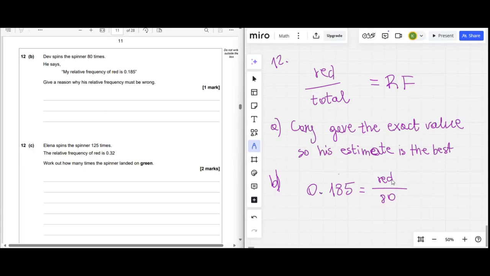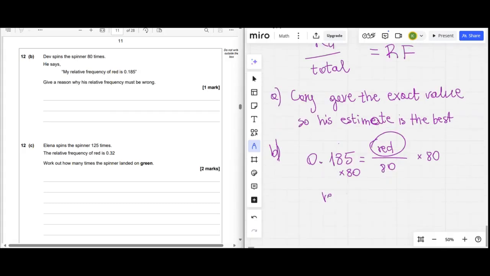Okay, and we need to find that red. To find that red, we need to get rid of this fraction on the right by multiplying by the denominator, both sides. Yeah, this is the equation. So red would be 0.185 times 80. And this is 14.8. Do you know what is wrong in here?